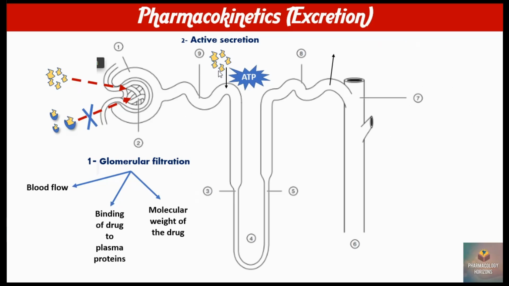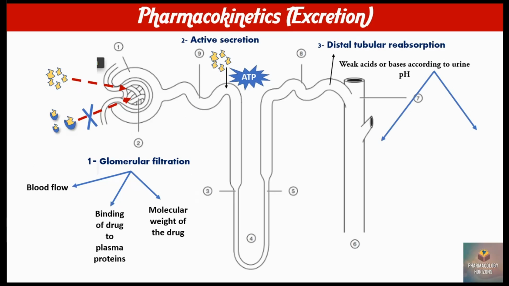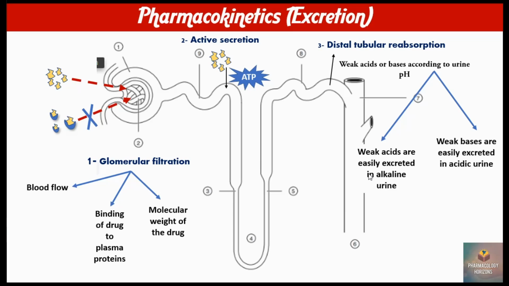After that, a process of distal tubular reabsorption may occur. Non-ionized drug particles are reabsorbed again to the blood, while ionized drugs are trapped within the tubules and excreted in the urine. This process can be manipulated to increase excretion of some drugs. For example, aspirin as a weak acid can be excreted faster from the body when the urine is alkaline, and this can be done by sodium bicarbonate. Weak bases like amphetamine can also be excreted faster than normal when the urine is acidified by ammonium chloride.